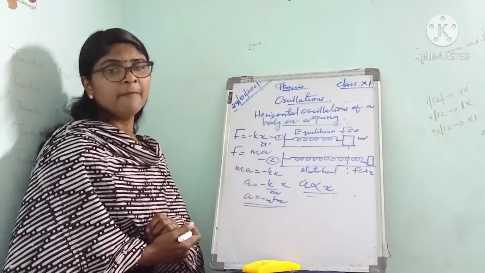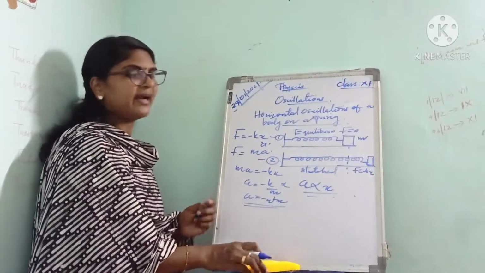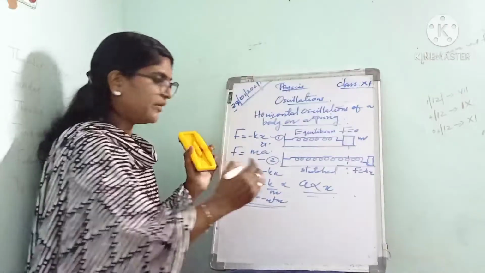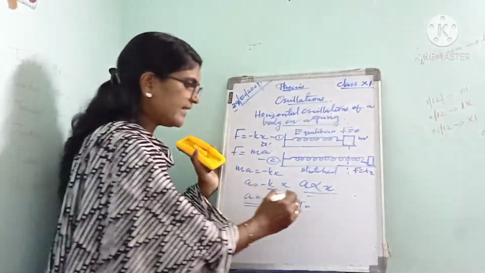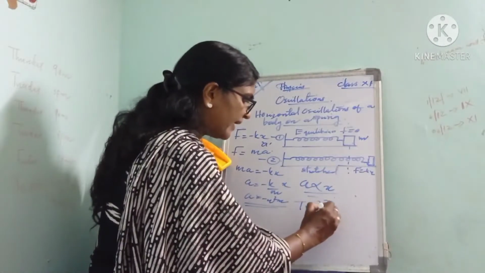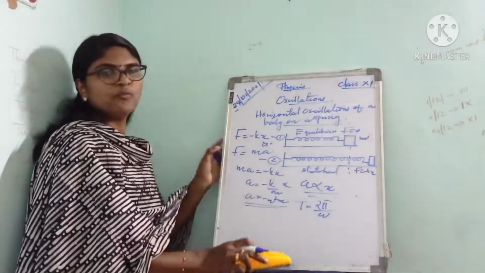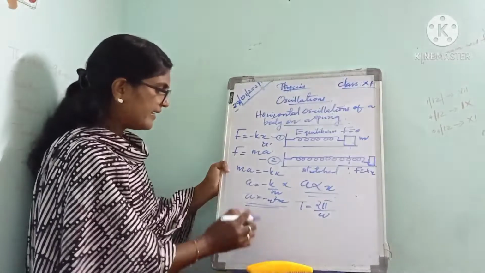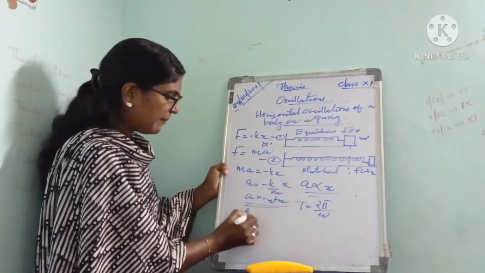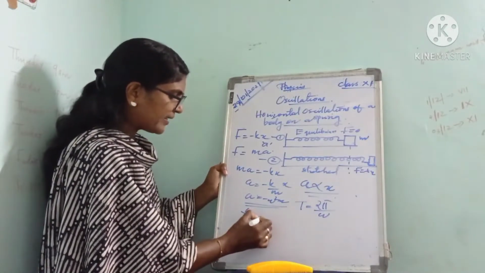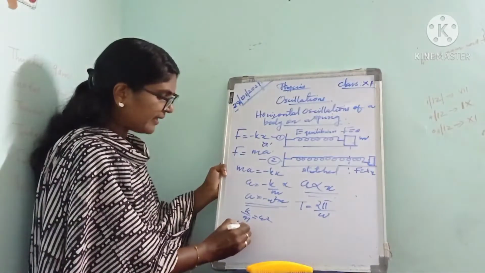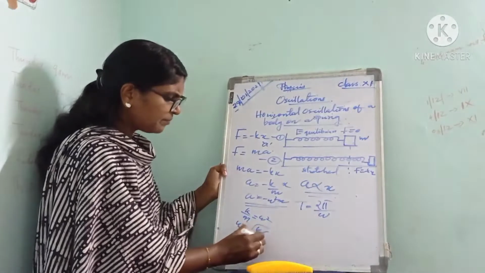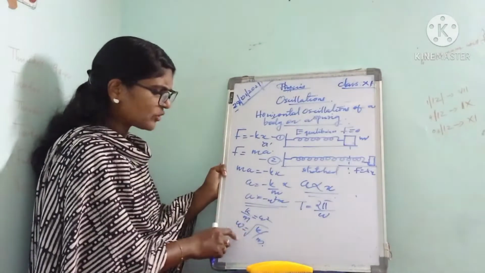Also we can find the period of oscillation. What is the equation for time period T? T is equal to 2 pi by omega. And here, k by m equal to omega square. From this, omega is equal to root of k by m. So we got omega as root of k by m.